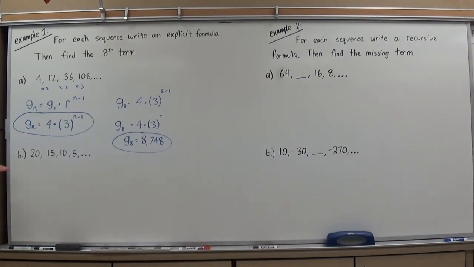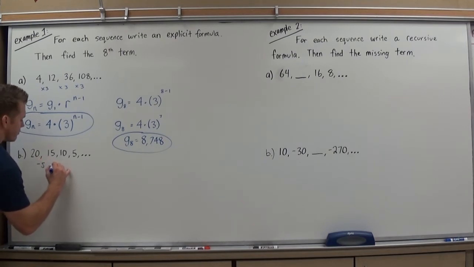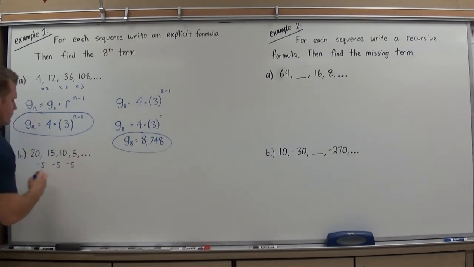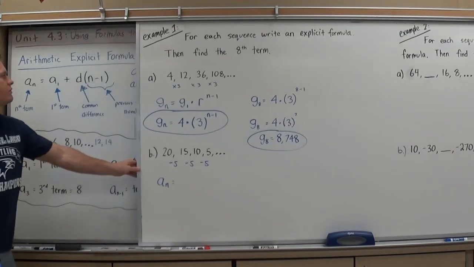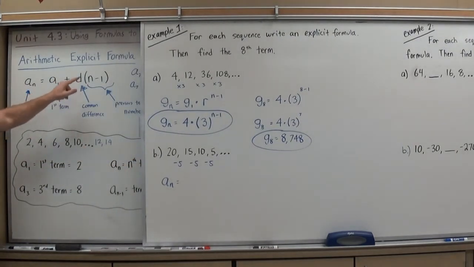Okay, let's try a different one. Here, down by 5, down by 5, down by 5. So the pattern here is they're subtracting 5 each time. That tells me it's arithmetic. So I need to use my arithmetic formula. Let's glance back. A sub n equals a1 plus d times n minus 1.